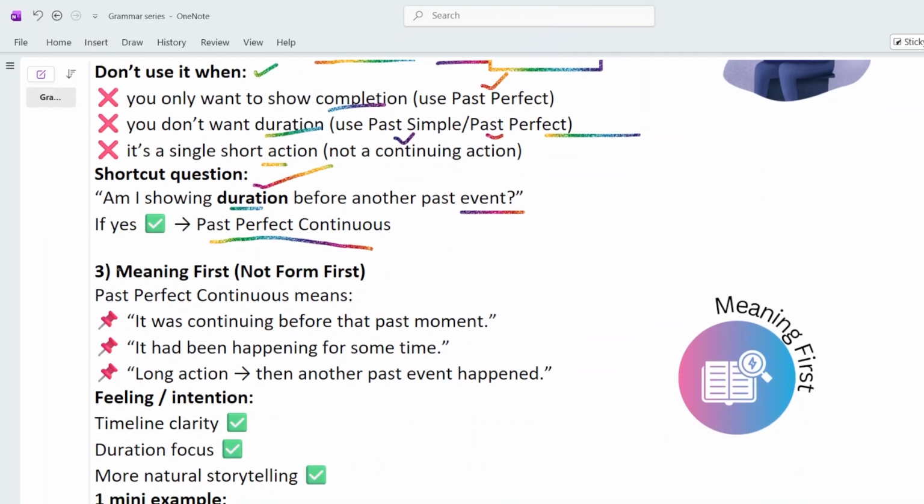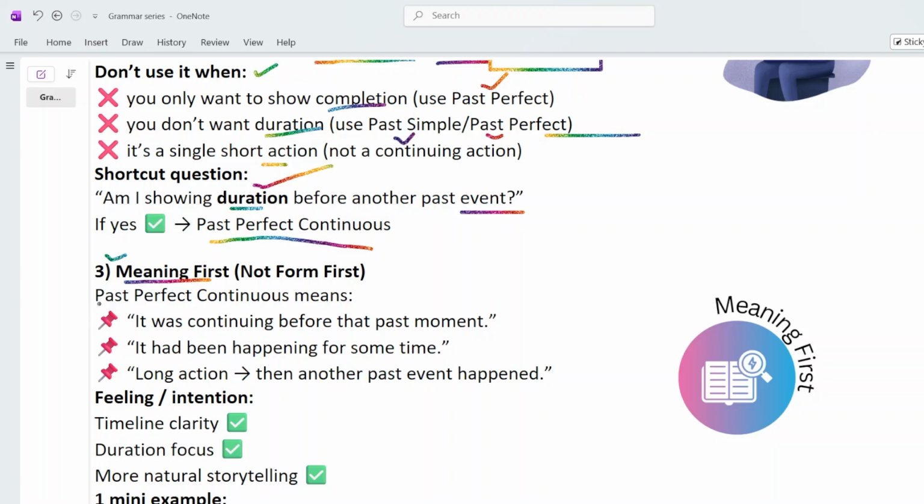Now let's look at the third section for today, and that is in reference to meaning first. What do you mean by meaning first? Meaning first is when you look at past perfect continuous itself, do not look at it as some kind of a formula or something that you really need to memorize. Let's just look at the meaning itself. That is past perfect and continuous. It was continuing before a past moment.